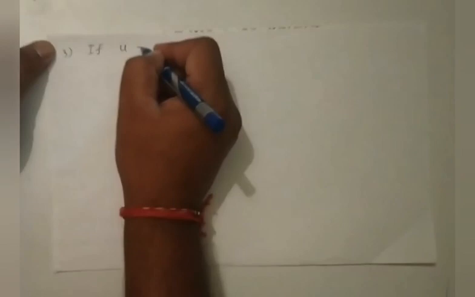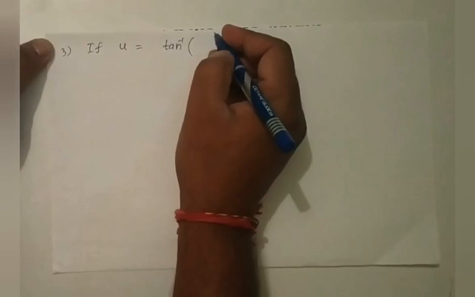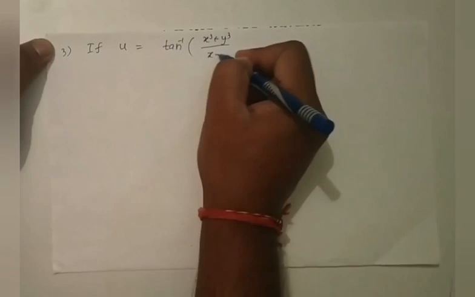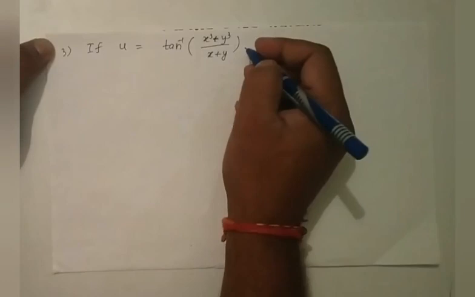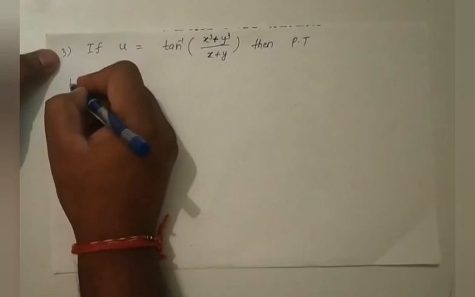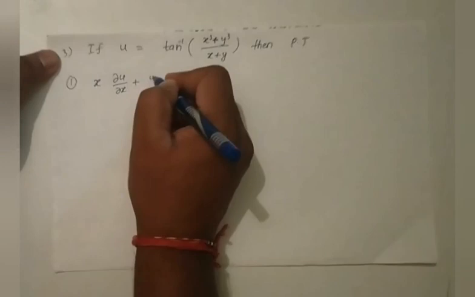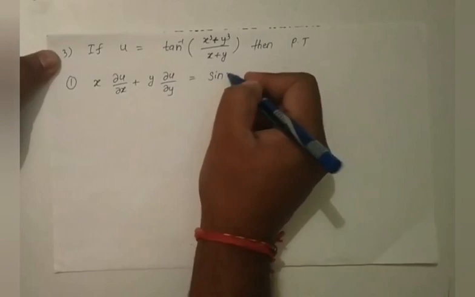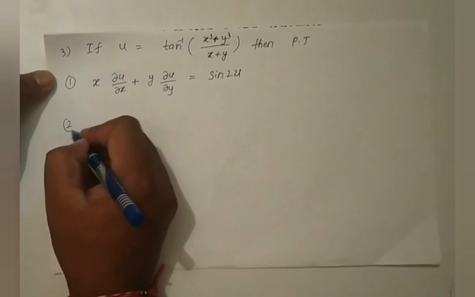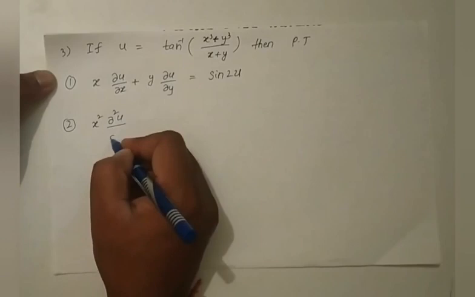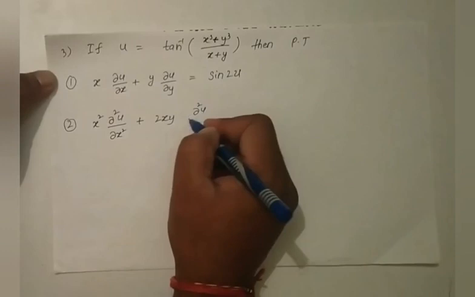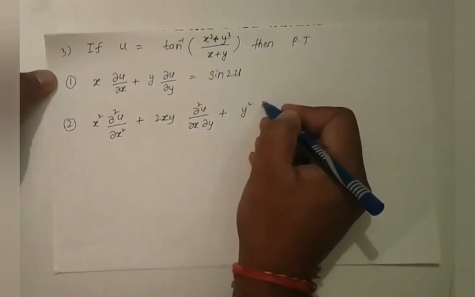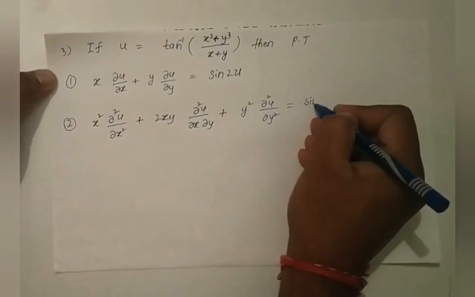Write down, students, very important problem, third one. If u is equal to tan inverse of x cube plus y cube by x plus y, then prove that, first one, x del u by del x plus y del u by del y is equal to sin 2u. Second one, x square del square u by del x square plus 2xy del square u by del x del y plus y square del square u by del y square is equal to sin 4u minus sin 2u.